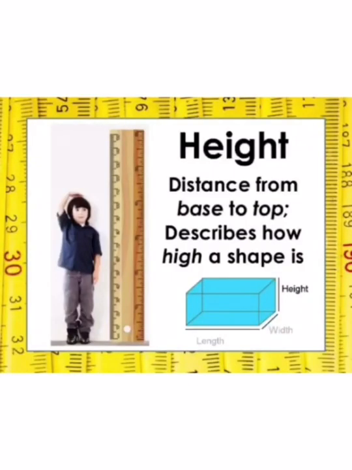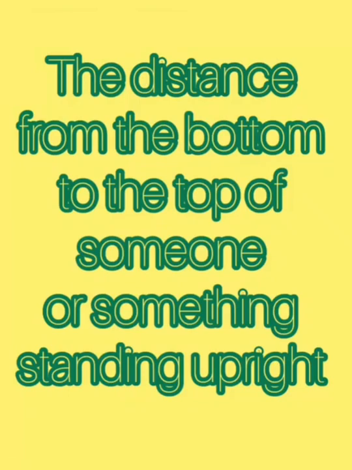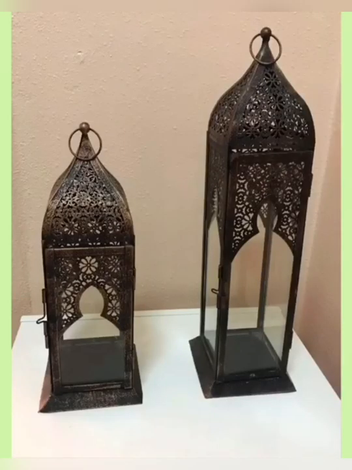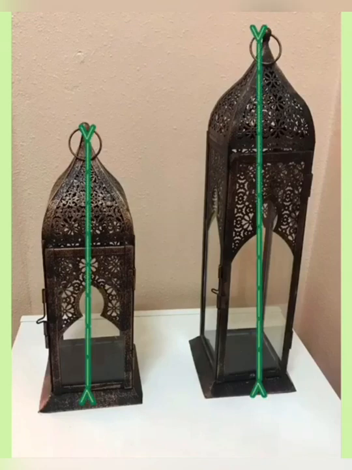Now, our second concept is height. What does that mean? It's the distance from the bottom to the top of someone or something standing upright. For example, as you can see in these two pictures, I have two lanterns and I want to check the size. So I'm going to measure from the bottom of them to the top. For sure, you can tell me that the one on the right is taller.